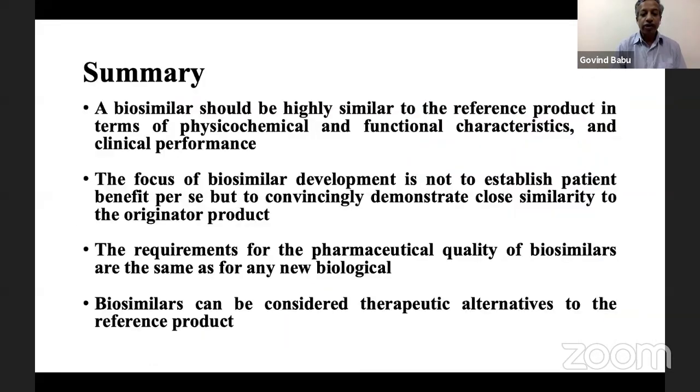And to summarize, a biosimilar should be highly similar to the reference product, as I mentioned, on the various characteristics, because that is what defines the clinical performance. The focus on biosimilar development is to convincingly demonstrate close similarity to originators, through the processes that I've shown you, and these can be considered therapeutic alternatives to the reference product.